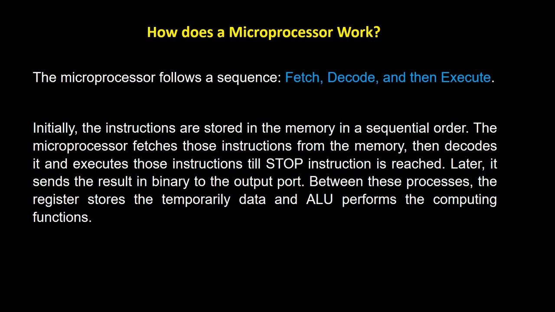The execution may involve performing arithmetic or logical operations, moving data from one location to another, or branching to a different part of the program. During the execution phase, the register stores temporary data that is used in the computation. The arithmetic logic unit performs the computing functions, such as addition, subtraction, multiplication, and division.